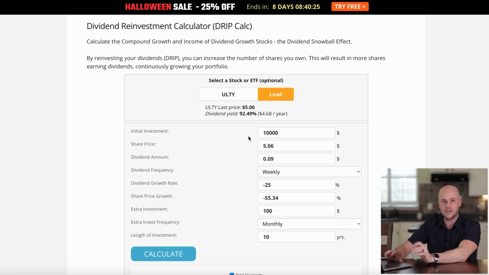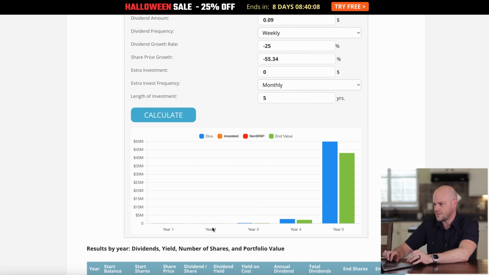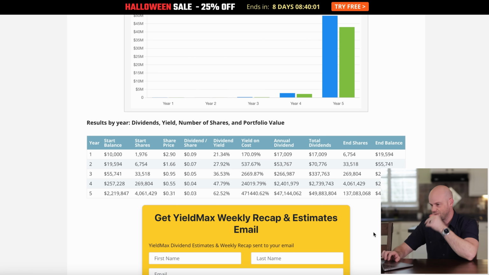So we're going to start off with an initial investment of $10,000, and we're going to set the extra investment to 0. We're going to look at it over the course of 5 years, and we're going to hit calculate. Now, if you scroll down, you can see a majority of the income or the growth comes in year 5, and look at that. If you scroll down, it actually breaks down each year individually.